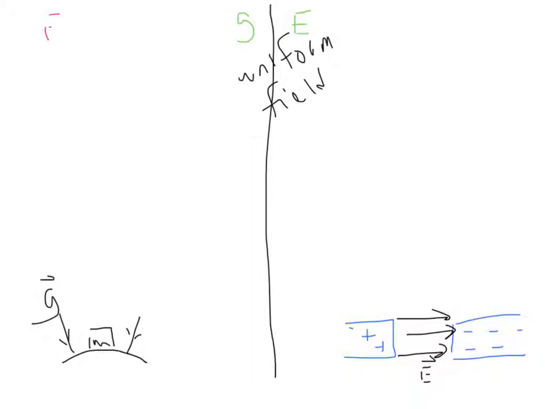Well, let's start with force, because we know force in the gravitational system is M times g. Force in the electric system is equal to Q times E. No difference really in those two, except one we're dealing with masses, one we're dealing with charges.